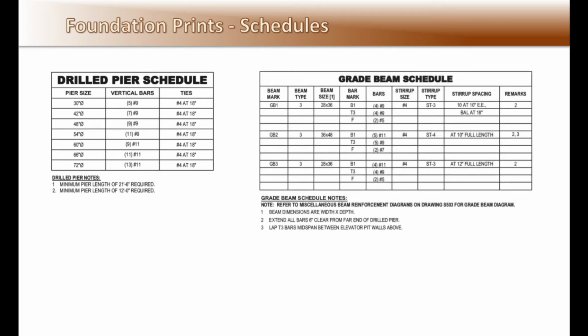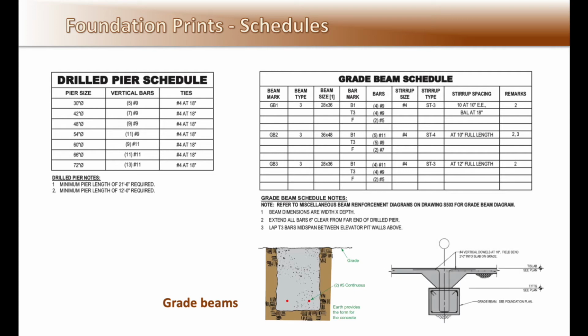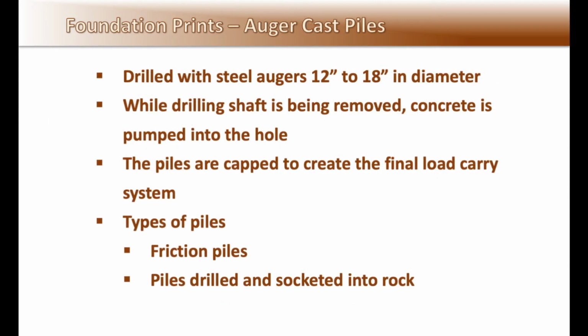Grade beams are structural beams constructed on grade, its namesake. On the foundation plan, they are referenced in the grade beam schedule. Here are two examples of grade beam details. Auger cast piles. Auger cast piles are drilled with steel augers 12 to 18 inches in diameter. While the drilling shaft is being removed, concrete is pumped into the cavity.